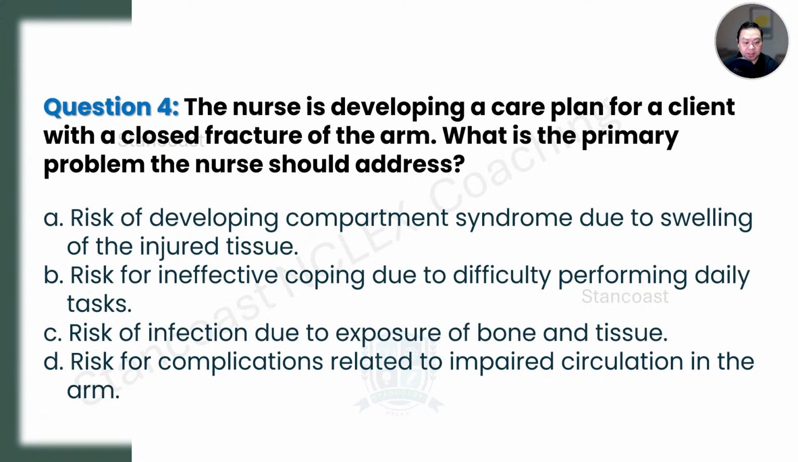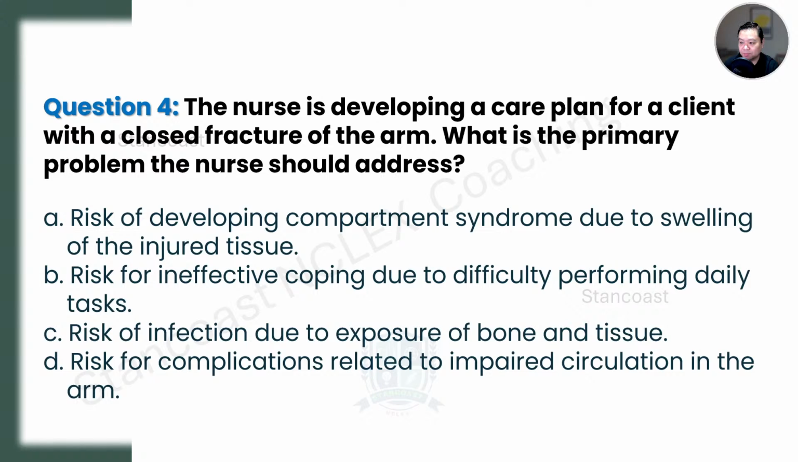Let's have number 4. The nurse is developing a care plan for a client with a closed fracture of the arm. What is the primary problem the nurse should address? A, risk of developing compartment syndrome due to swelling of the injured tissue. B, risk for ineffective coping due to difficulty performing daily tasks. C, risk of infection due to exposure of bone and tissue. And D, risk for complications related to impaired circulation in the arm.